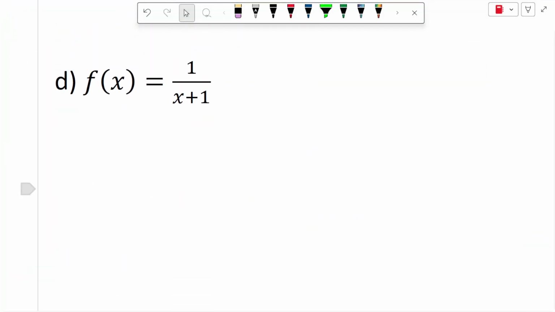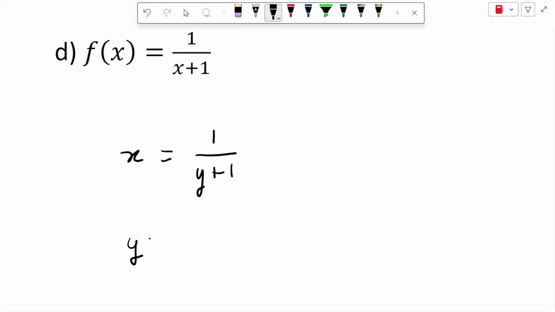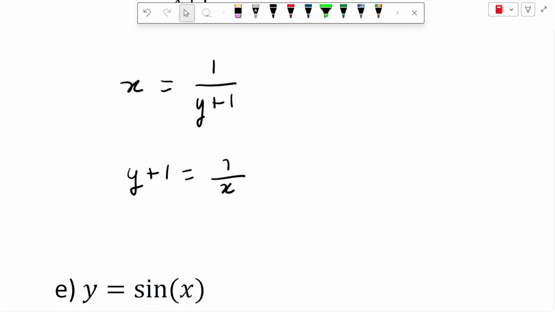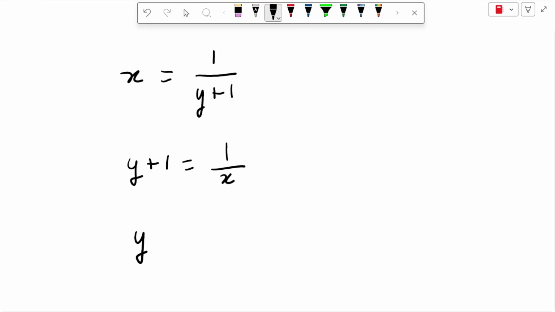Here, 1 over x plus 1. So we're going to start by swapping x and y. x is 1 over y plus 1. And then we're going to rearrange. So you're going to get y plus 1 is 1 over x. You can swap these 2 bits here. It's like an algebra thing you can do. And then we can just subtract 1. So y is 1 over x, take 1.